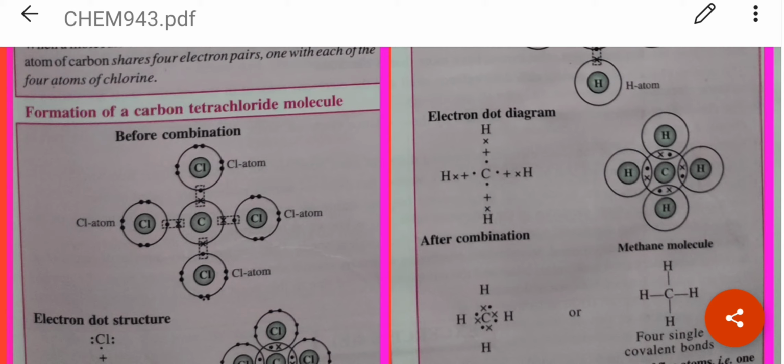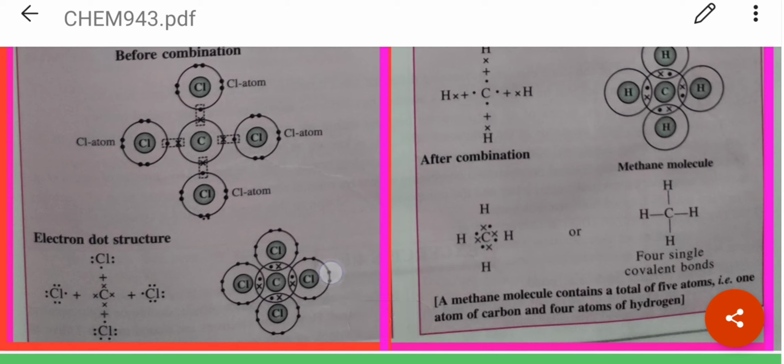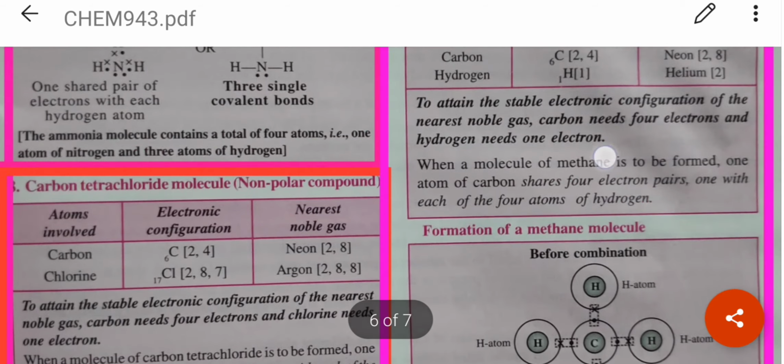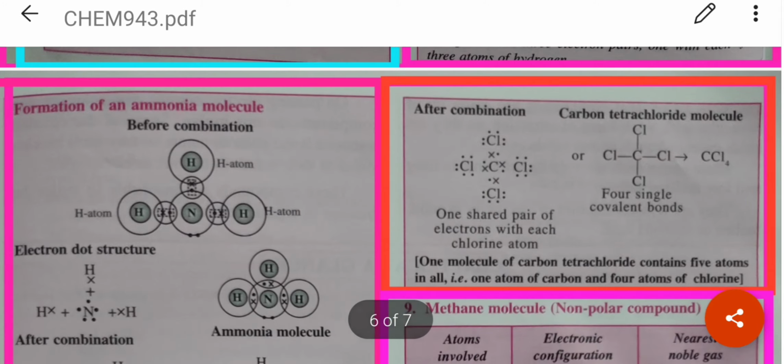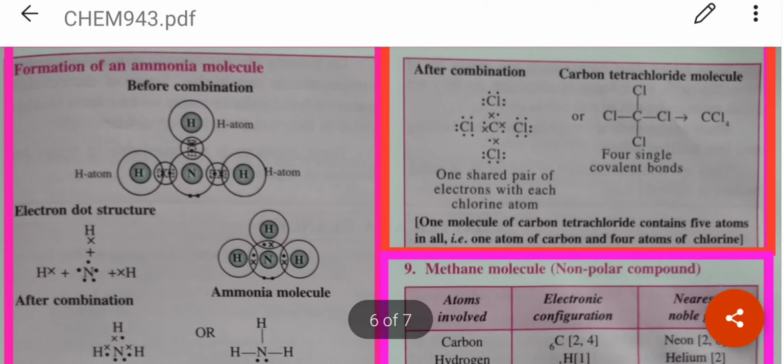So what happens to the electronic configuration of carbon? It becomes 1, 2, 3, 4, 5, 6, 7, 8. It becomes stable, as well as the chlorine atom also becomes stable. As you can see here, chlorine was 7, 1, 2, 3, 4, 5, 6, 7 and 1 from carbon, 8. In this way, 4 single bonds are formed between carbon and chlorine atoms. You can see here 1, 2, 3, 4. 4 single covalent bonds are formed.